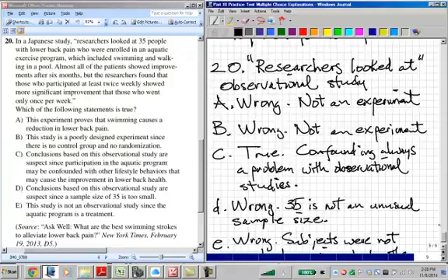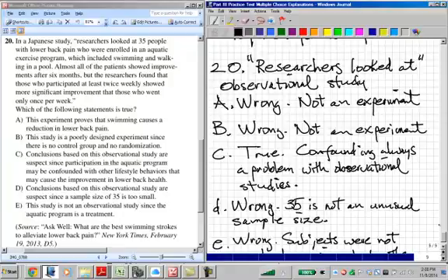Okay, which of the following statements is true? A is wrong, not true. It's not an experiment. B, wrong, not an experiment. C, conclusions based on this observational study are suspect since participation in the aquatic program may be confounded with other lifestyle behaviors that may cause the improvement of lower back health. True. Confounding is always a problem with observational studies.